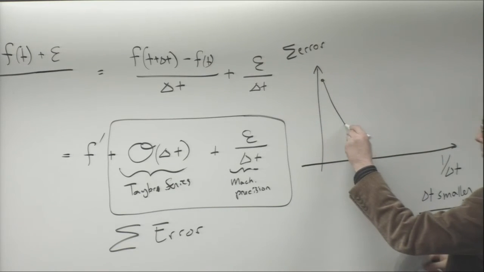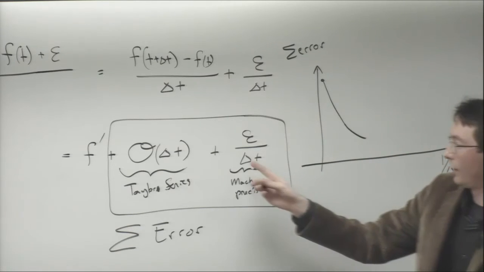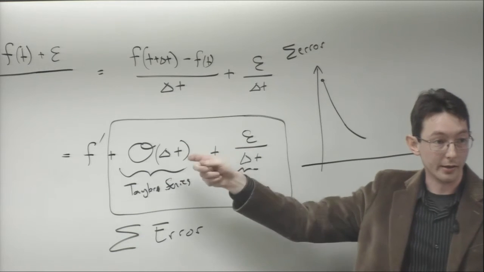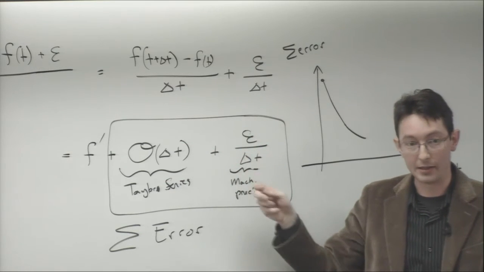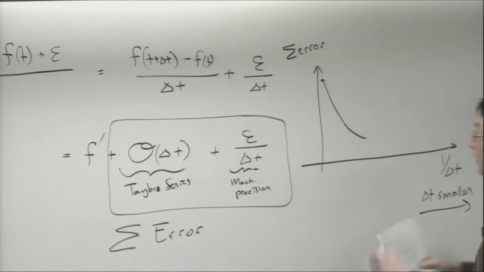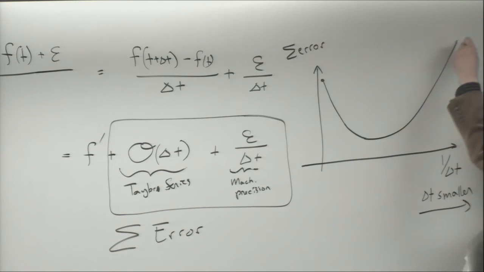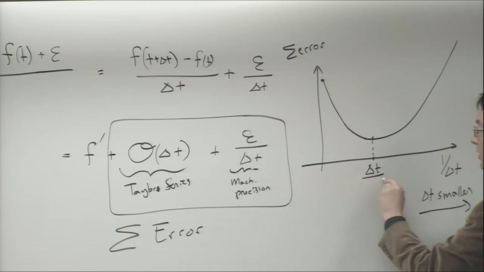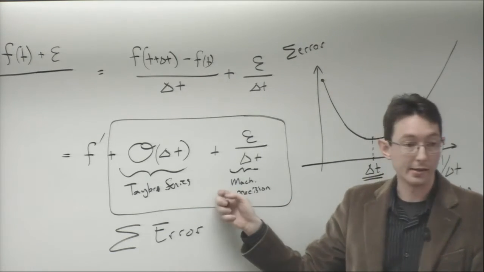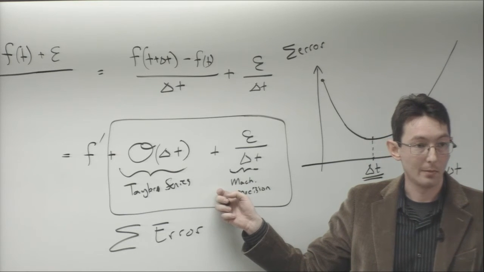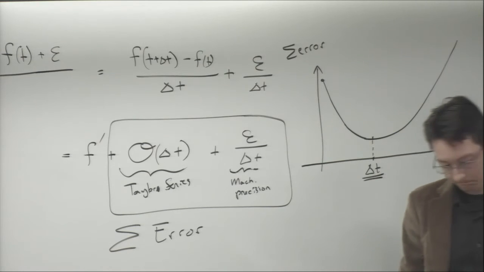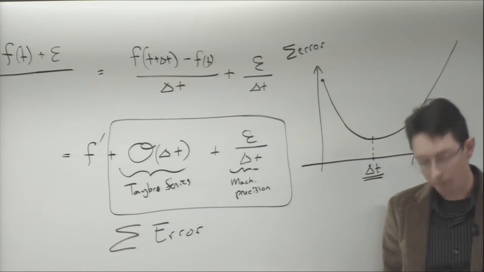actually for quite a while, until at some point this error has grown large enough that it's now the dominant error in this expression, and every time I decrease delta t, this one gets bigger and bigger and bigger until it eventually starts to dominate. So there's really this kind of optimal delta t that really does minimize this error. Okay?